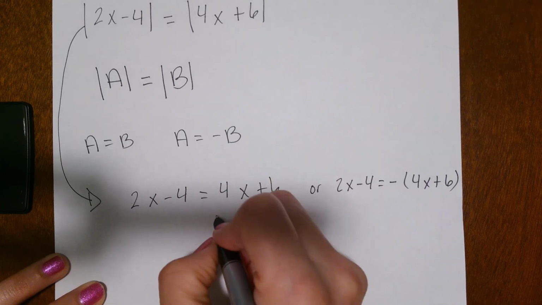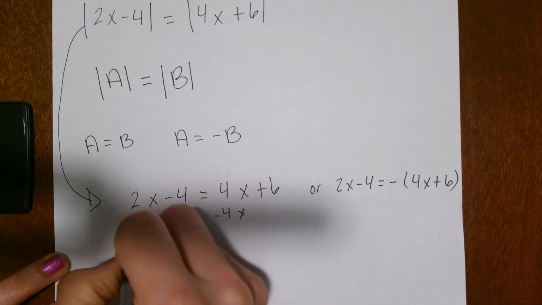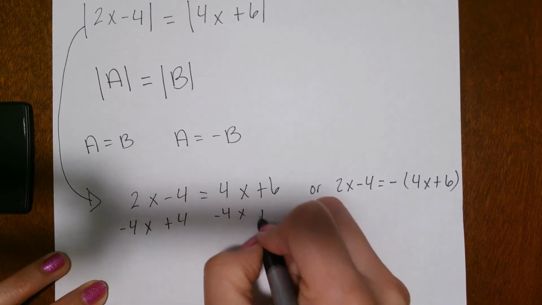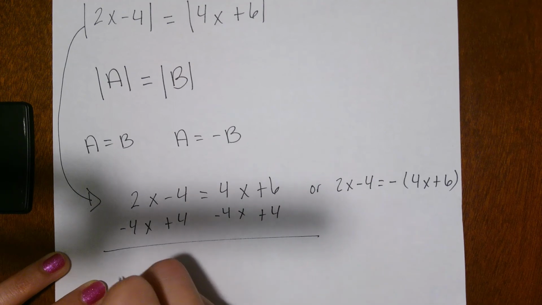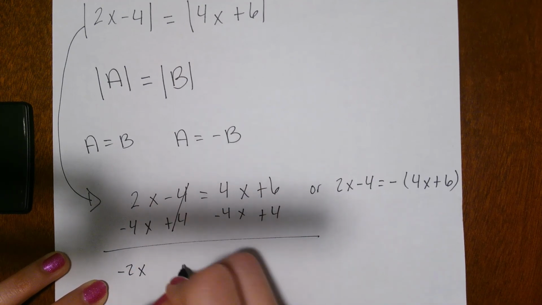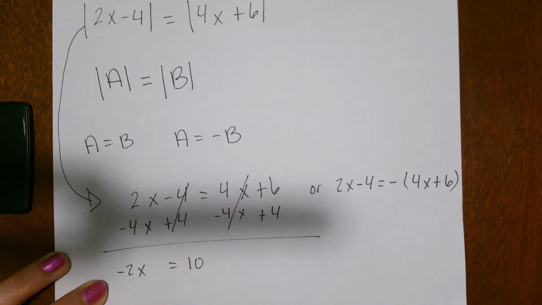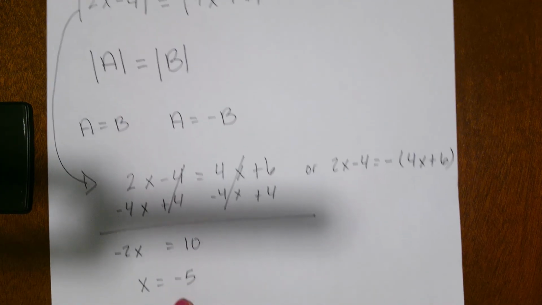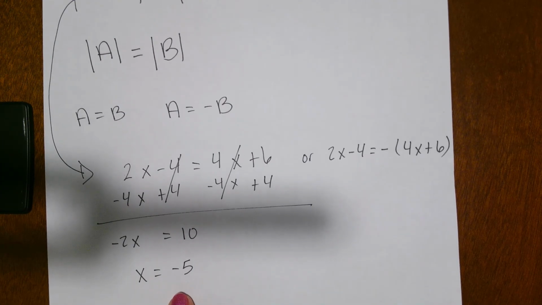They are both linear, so I'm just trying to get x's on both sides, constants on both sides. So I get negative 2x, bring down my equal sign, equals 10. Divide both sides by negative 2, and I get x is equal to negative 5. Remember, it's totally fine for the answer to be equal to a negative, just the absolute value can't be equal to a negative.